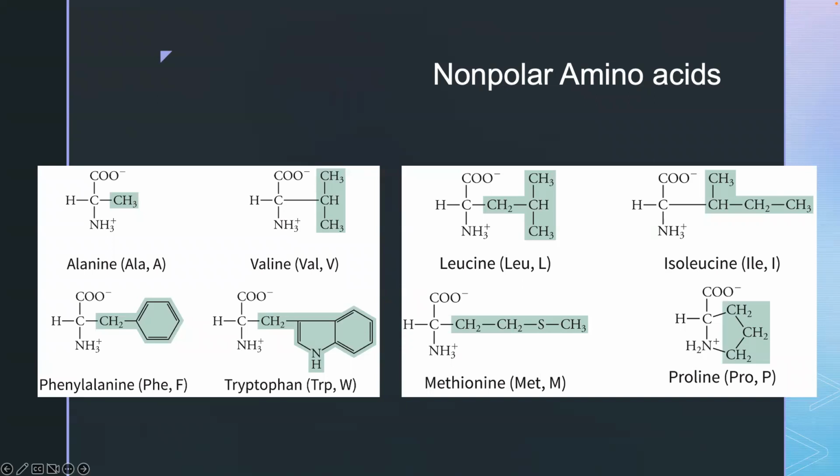Leucine is the next one, and this is also considered a branched chain amino acid. Its 3-letter code is LEU, and its single letter code is L. Isoleucine, again, is a branched chain amino acid. Its 3-letter code is ILE, and its single letter is I.